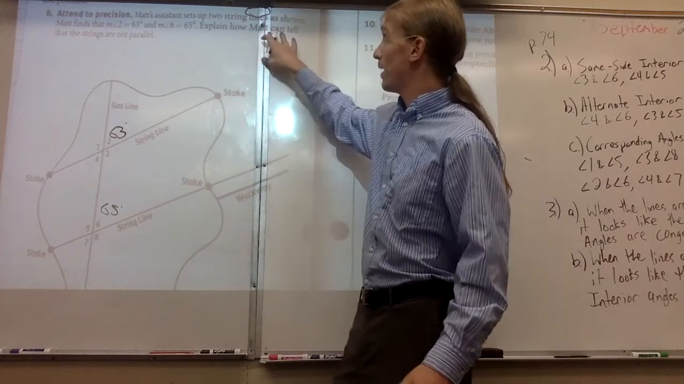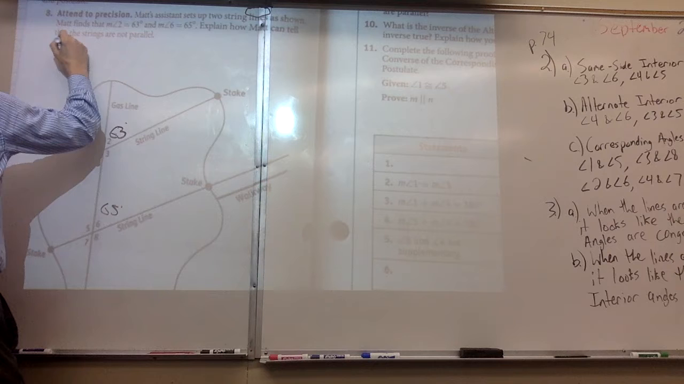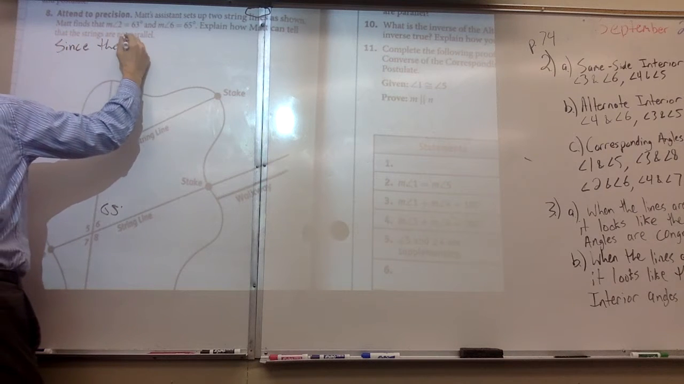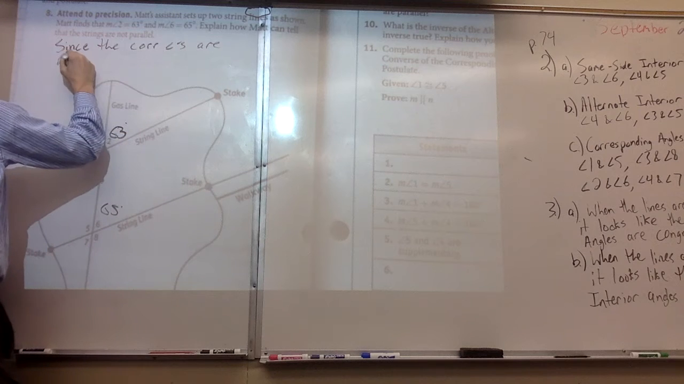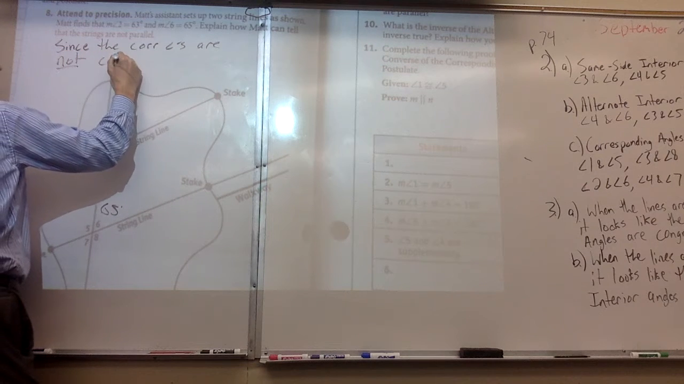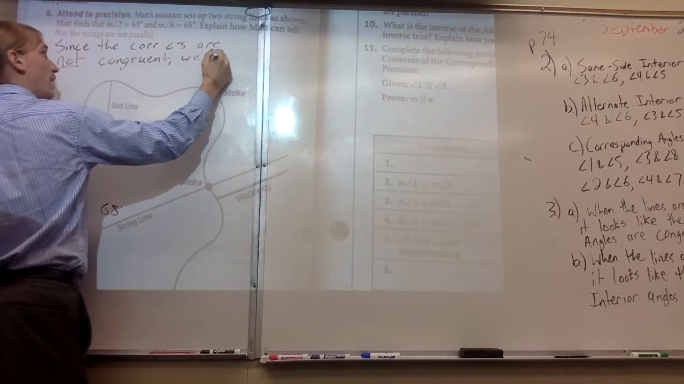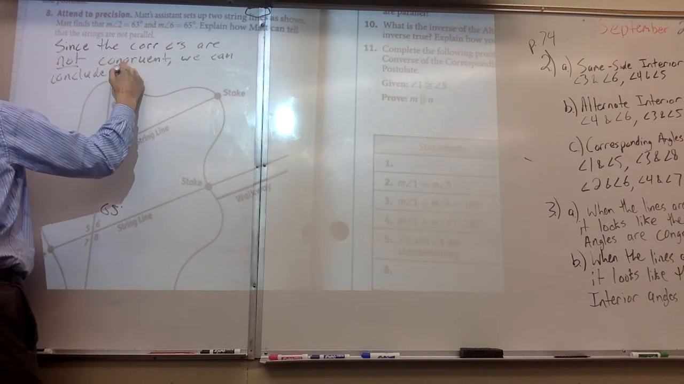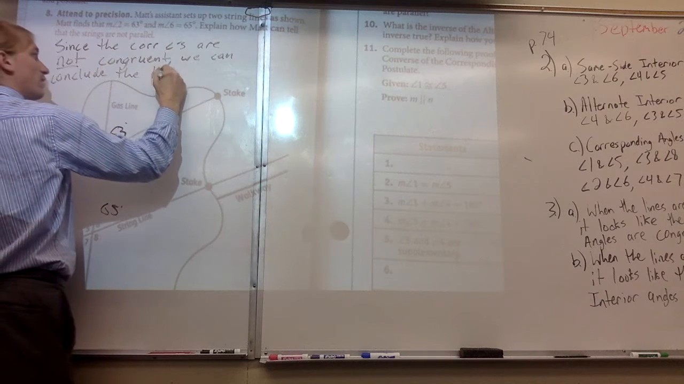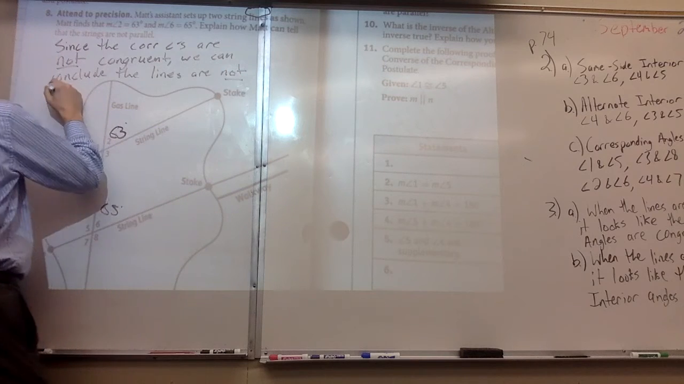So what we write, explain how Matt can tell the strings are not parallel. I'm going to say, since the corresponding angles are not congruent, we can conclude the lines are not parallel.